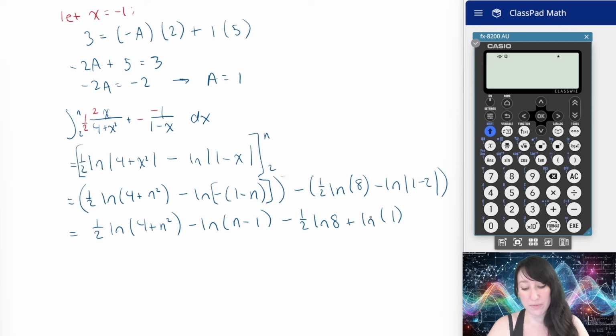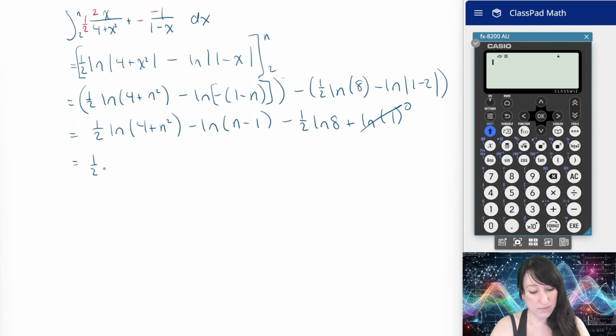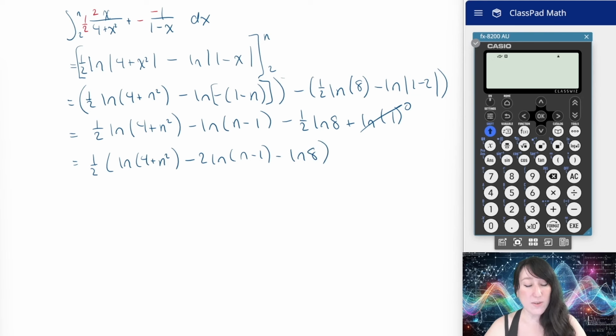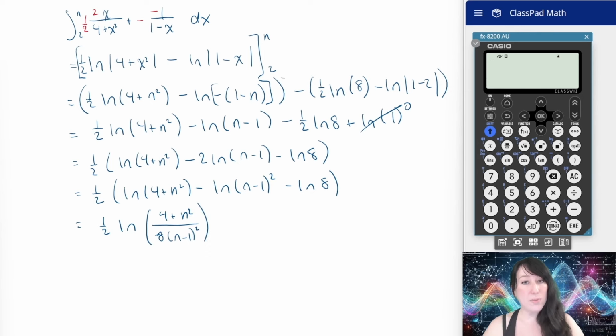And ln of 1 is 0. Now, if we look back at what we need, we have a 1/2 in front of the entire log. So let's factorize out 1/2 before we proceed, and then use log laws to simplify. And we have the results.